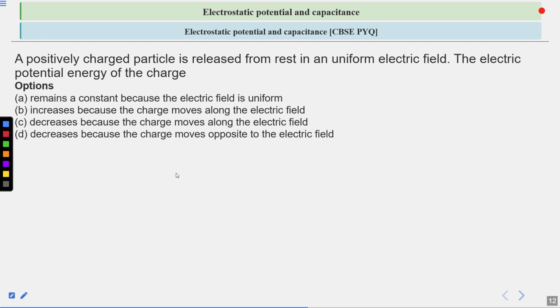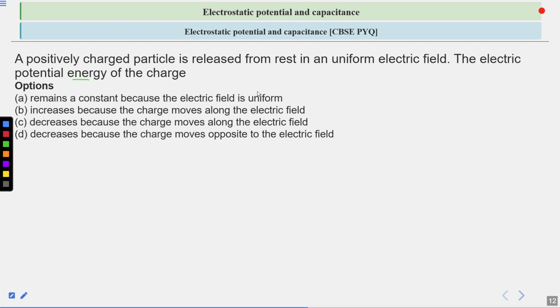Next question. A positively charged particle is released from rest in a uniform electric field. The electric potential energy of the charge is. So a positively charged particle is released from rest in a uniform electric field. In a space there is an electric field which is uniform and we are releasing a positively charged particle from rest. The electric potential energy of the charge is. Okay, so let's see the options.